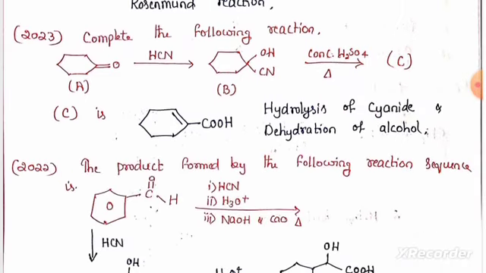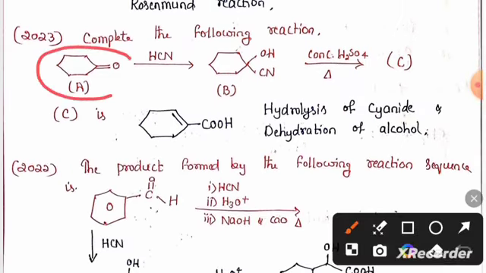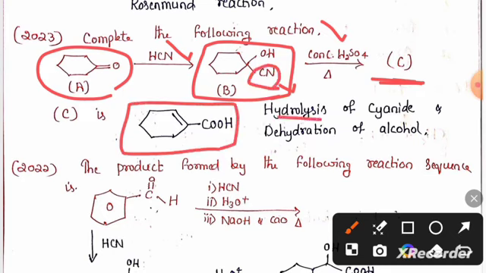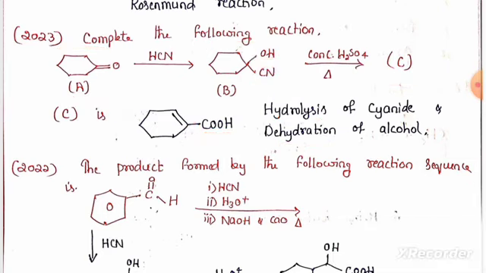Second reaction is complete the following reaction. There is a cyclohexanone. On treating with hydrogen cyanide, there is a formation of cyanohydrin. This cyanohydrin on treating with concentrated sulfuric acid, the product is C. The product C is this one, where cyanide group undergo hydrolysis to form carboxylic acid and alcoholic group undergo dehydration to form double bond. This way you need to identify the product.